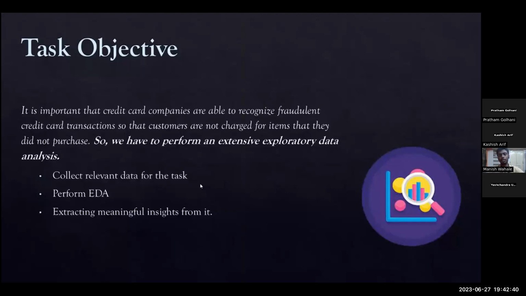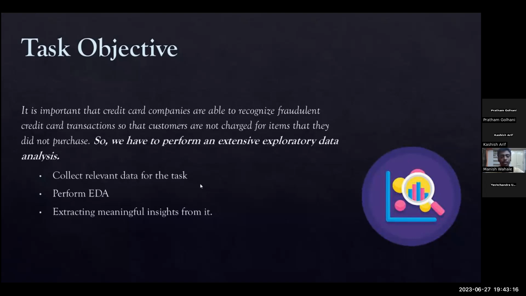As we know, in our day-to-day life, there are thousands to lakhs of credit card transactions going around the world in a day. If there is any fraudulent transaction, it gets hidden between those thousands to lakhs of transactions. So it is very important for credit card companies to recognize fraudulent transactions very precisely and very quickly, so that we can save our customers from any mishaps in the future.